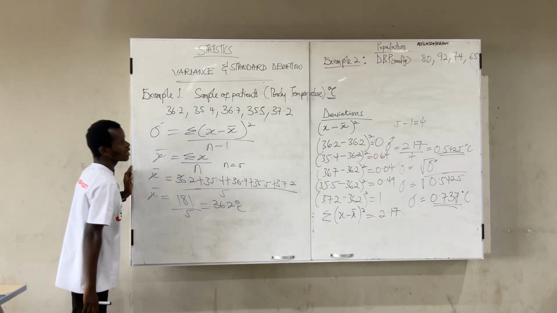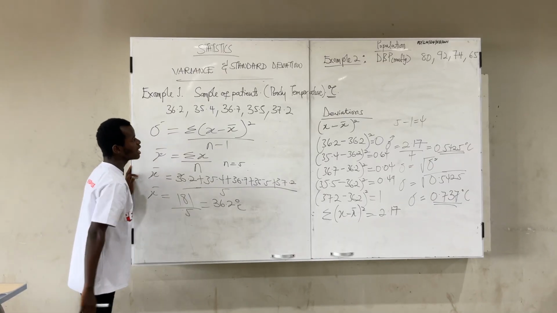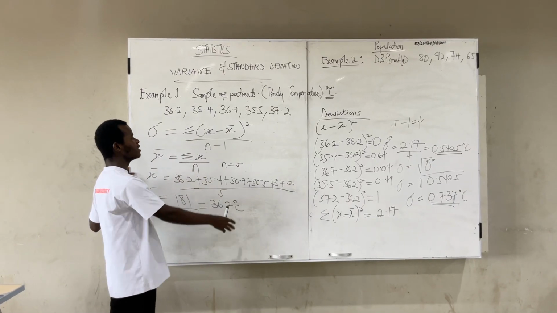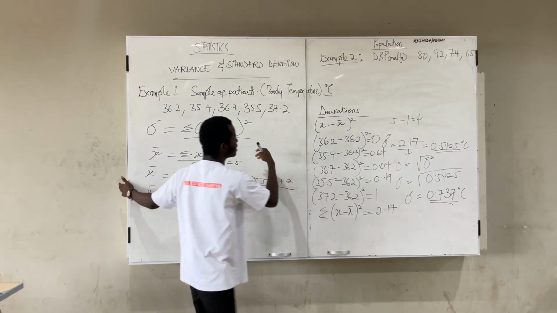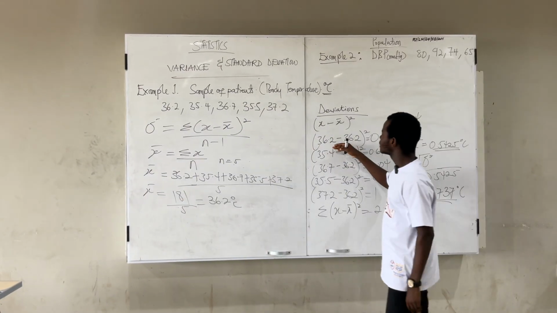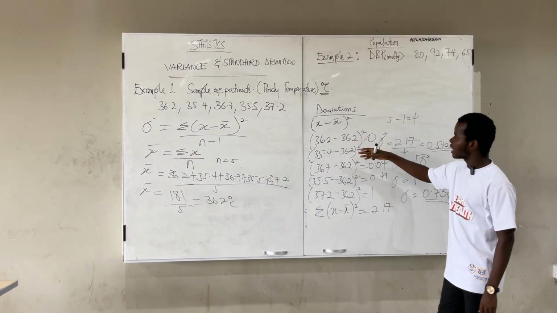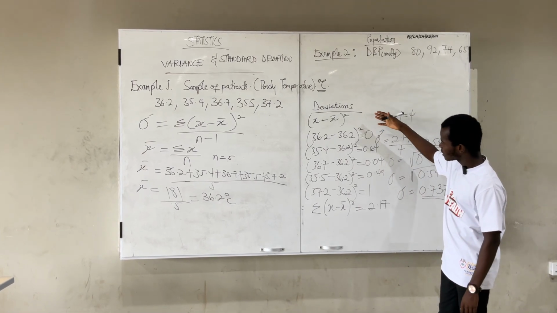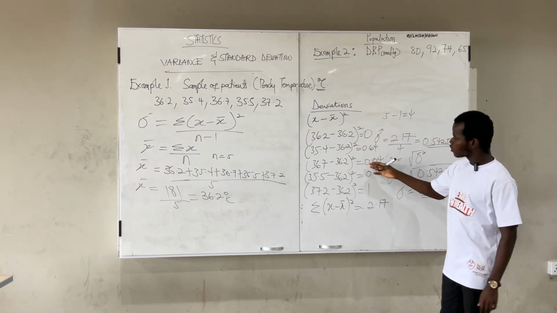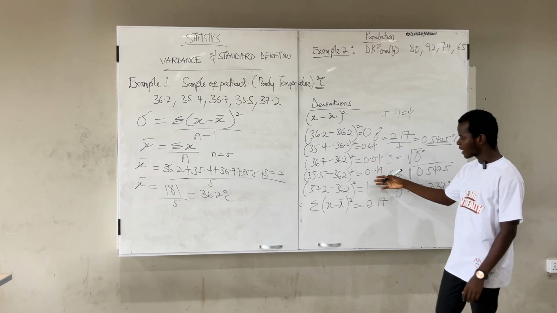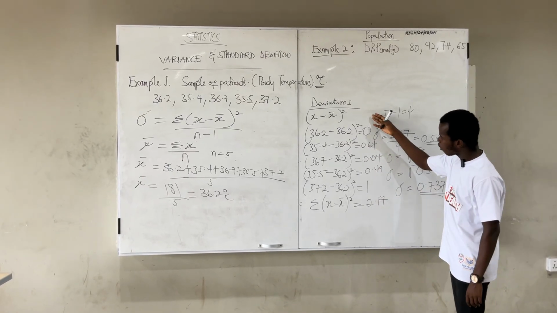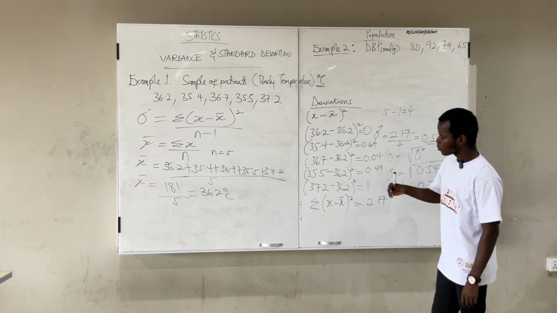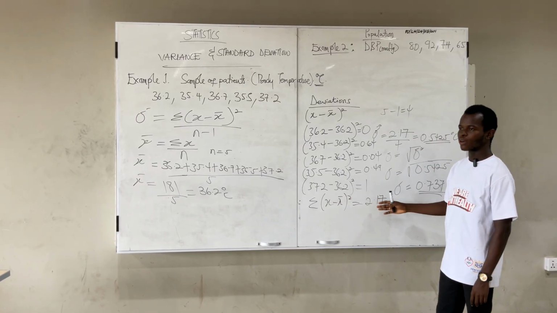32.6 degrees Celsius. After getting the mean, you do the deviations. The deviations are the numerator. So for the deviations, you pick each of the observations, subtract the mean from it, and square the answer, for which we got all the answers here: 0.64, 0.04, 0.491, and then we sum all the deviations. So the summation of the deviations gave us 2.17.